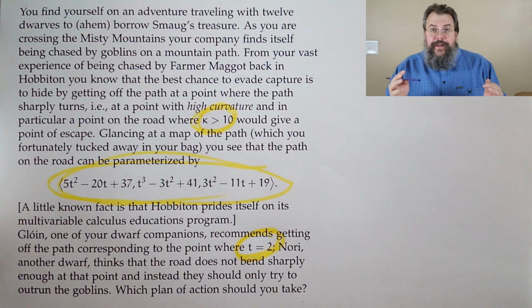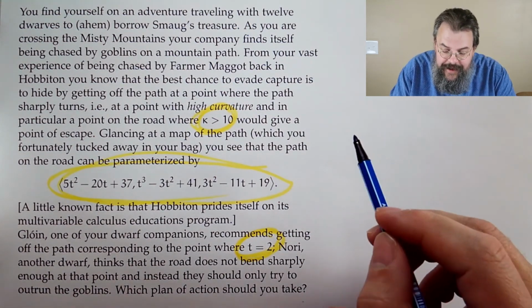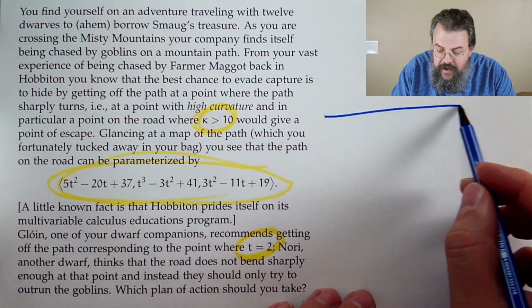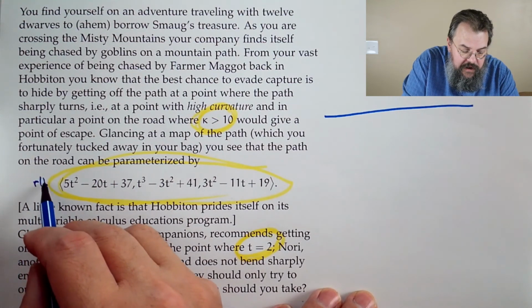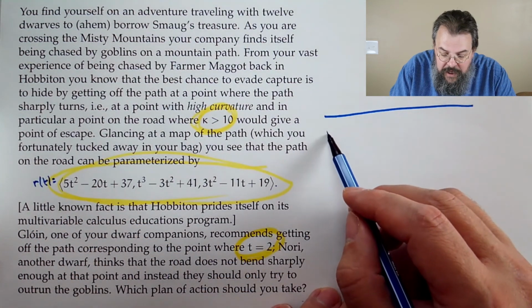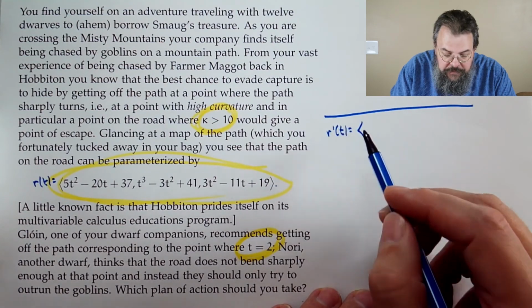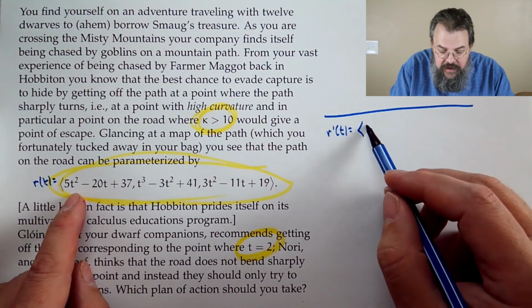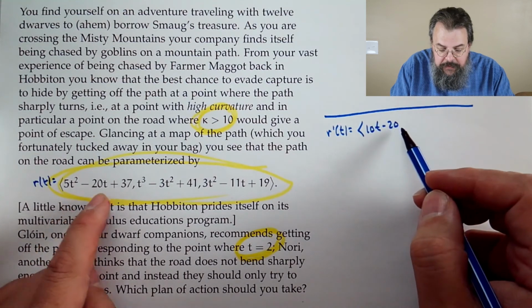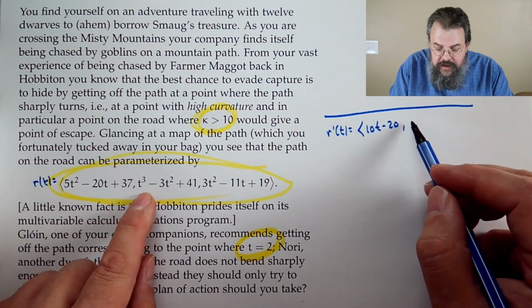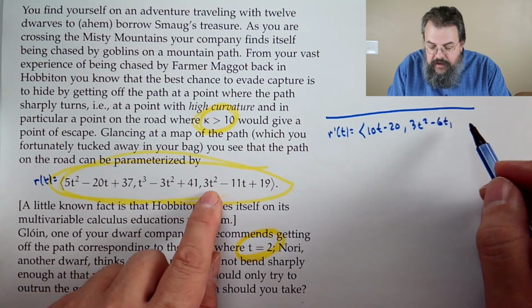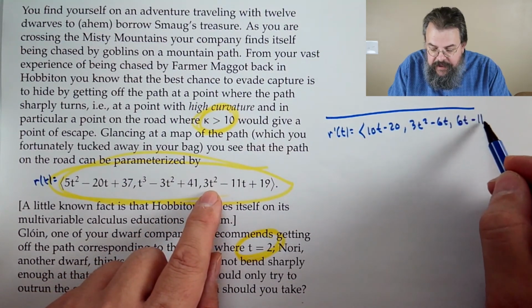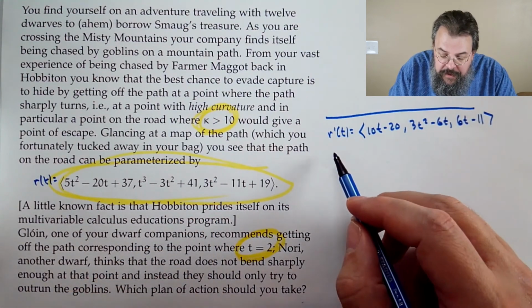All right, well, the nice thing is we have a specific time. So, because we have a specific time, it's going to be easier if we just say, look, let's just evaluate at that time to see what happens. So, if we look at this as our curve, r of t, then r prime of t would be, taking the derivatives, 10t minus 20, comma, 3t squared minus 6t, comma, 6t minus 11.